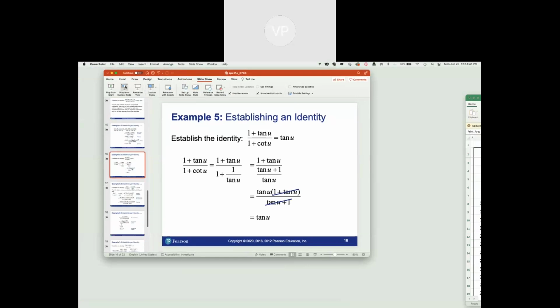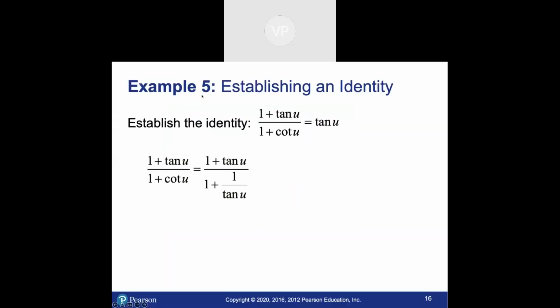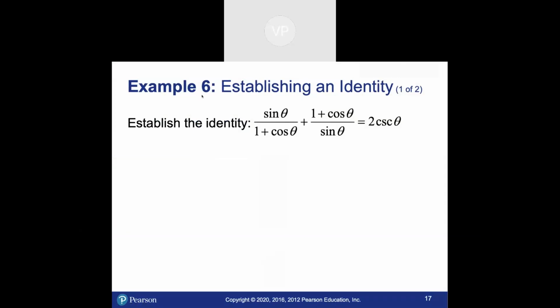Okay, so a couple more of these. Okay, so here's another one. Sine over 1 plus cosine plus 1 plus cosine over sine. We need to show that all of that is equal to 2 cosecant of theta. So looking at the left and the right side of the equation, I see the left side being more complicated, so that's probably the one that we should go with.